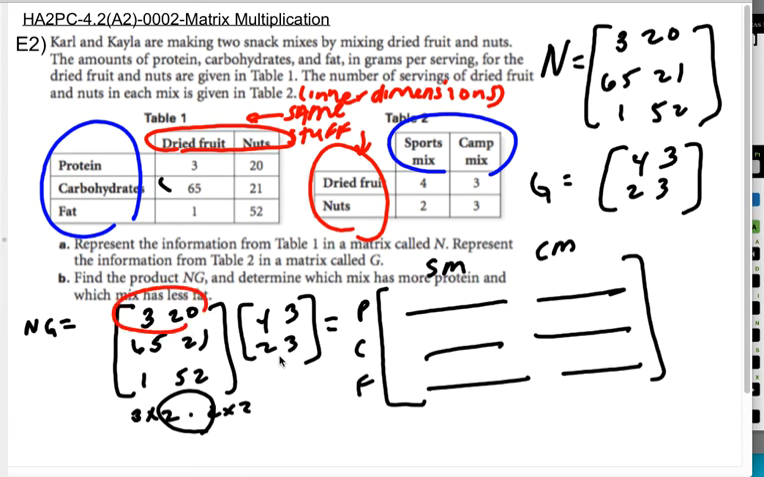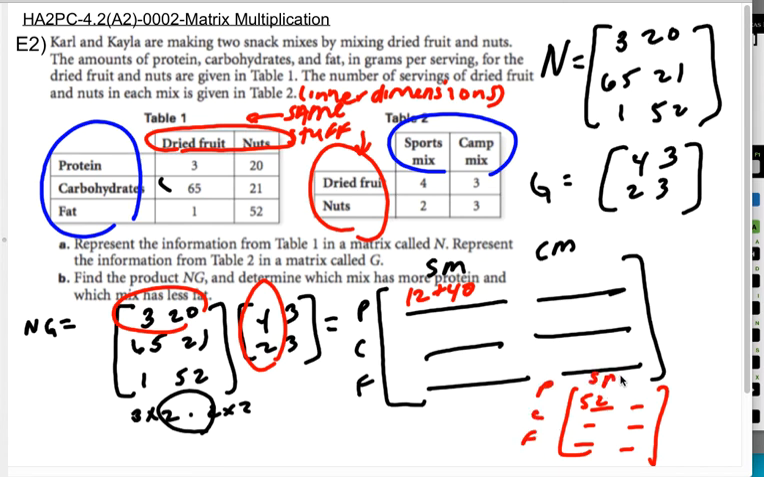So we're going to take row 1 and column 1. 3 times 4 is 12. 20 times 2 is 40. So we're going to get 12 plus 40, which is definitely a 52. And I didn't really give myself enough room to make an answer matrix, but we're going to try and make it happen, right? We're going to squeeze this 52 into my answer matrix, and that's going to be protein, carbs, and fat, sports mix, camp mix. All right, cool. Row 1, column 2 is going to be 3 times 3, which is 9, plus 3 times 20, which is 60, so that's going to be 69.